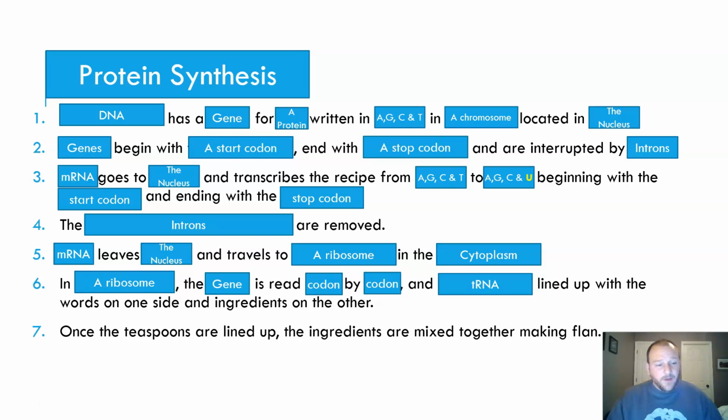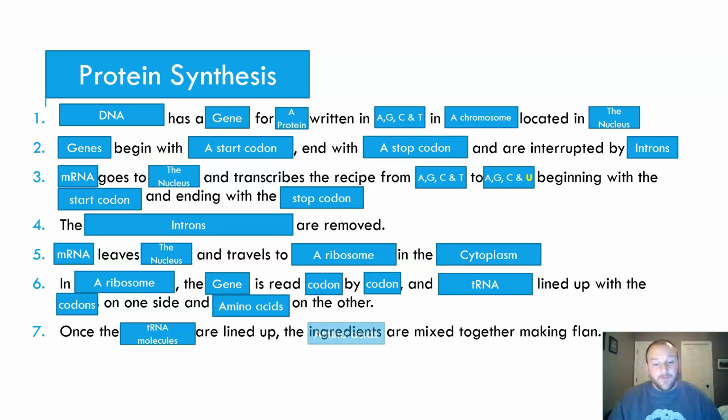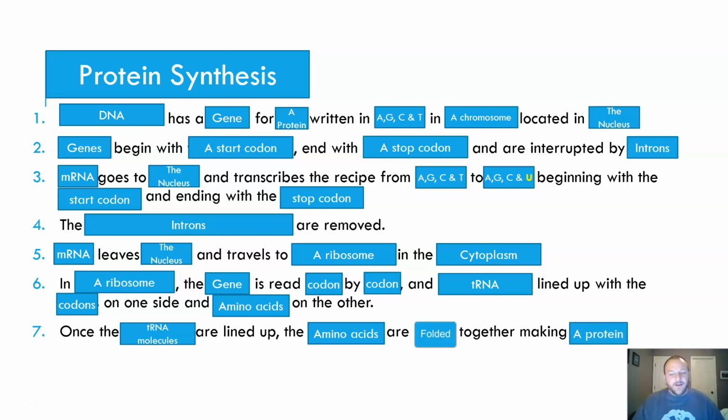And tRNA lines up with these codons on one side and the ingredients on the other, the ingredients to make a protein. Now, the things that we put together to make a protein, you may remember from last semester, are called amino acids. So once these teaspoons come in, they line up, they drop off their ingredients or their amino acids, and then those amino acids aren't really mixed together, they're folded together, making a protein. That's our process. That's how we go through protein synthesis. Let me walk through that for you a little bit too, but again, it's a very similar one to what we just talked about with Grandma Doña and Pepe and Karen.